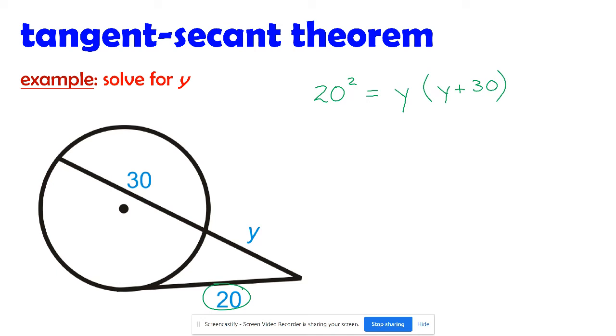All right, and this one, we're going to get a little more algebra thrown in here, and you will see this come up sometimes. So anyways, we got 20 squared. So I'm going to square that. 20 squared is 400. Now I'm going to distribute the y. And so I got y times y is y squared. And then I have y times 30 is 30y.